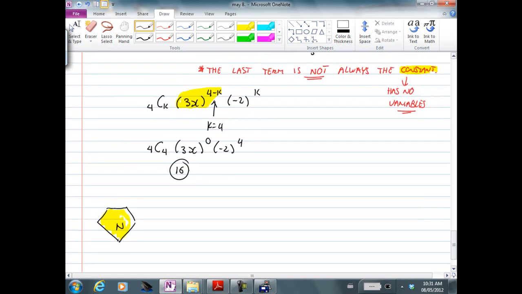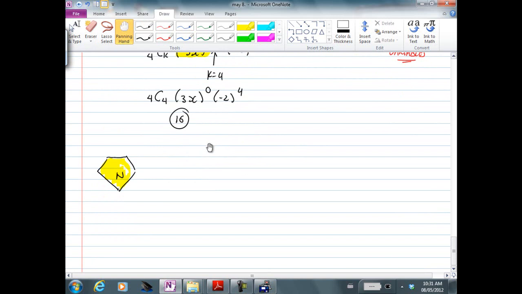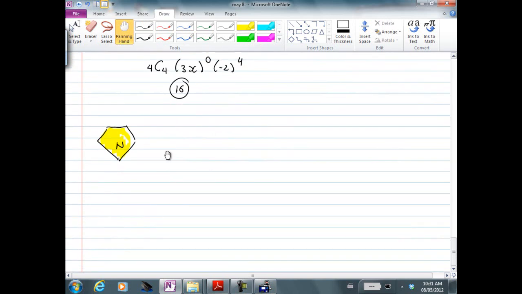There is a constant. Your constant is 16 for this one. What about other questions? You'll figure it out once I give you the question. Here's your question: x minus 1 to the power of 12. Find the constant. Team challenge.